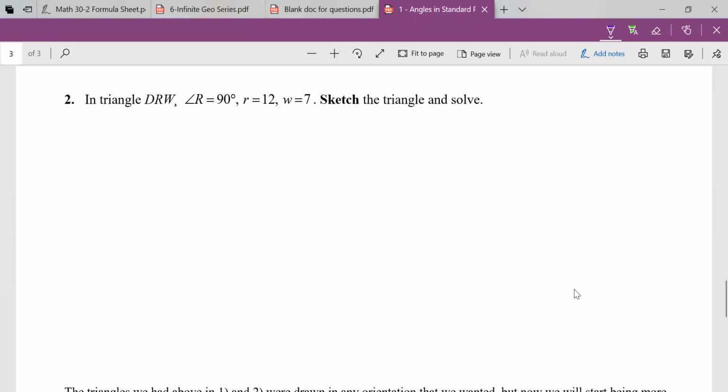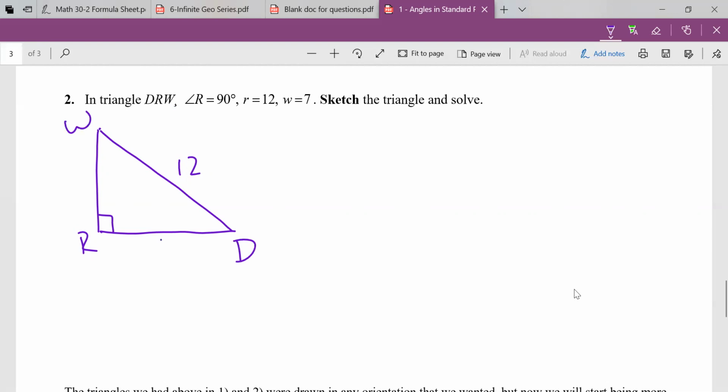So in triangle DRW, sure, whatever that means, it says angle R is 90 degrees. So that's the right one. It says side r is 12, that's that one. And then we've got these two other ones, doesn't matter, D and W. So w is 7, and we don't know what little d is. Okay, there's our triangle.